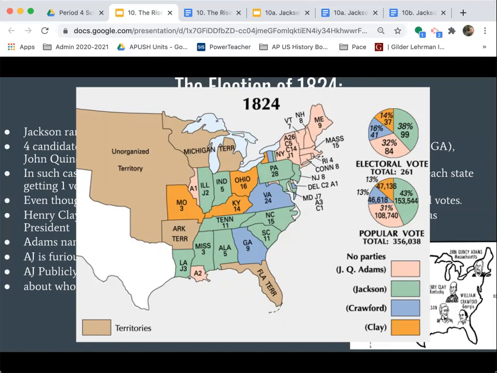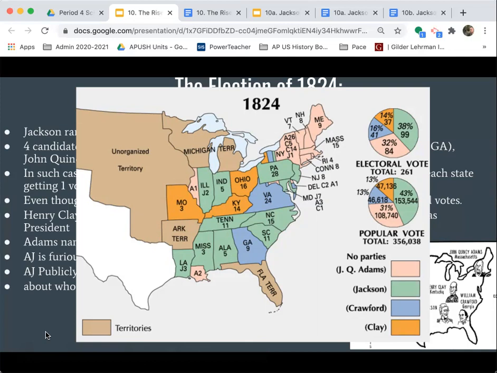We got Jackson, who maybe has the broadest support geographically, right? He's got some northern states like Pennsylvania and New Jersey. He's got some southern states like South Carolina, North Carolina, and the Deep South down here. He's got some western states that have slaves like Tennessee and western states that don't have slaves like Indiana and Illinois here. All right. And then we got Crawford, who wins a Deep South state in Georgia. He wins Virginia and Delaware.